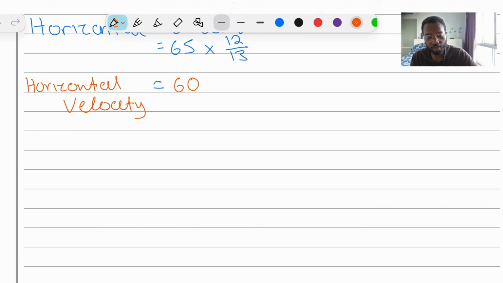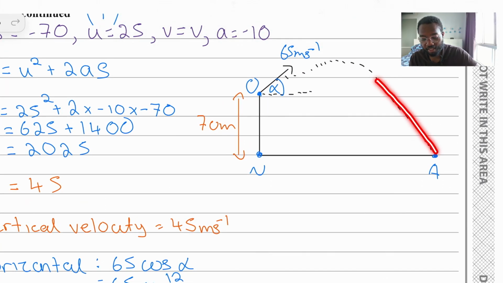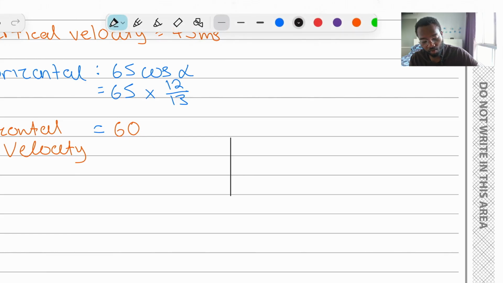Well, effectively, if I draw a little diagram here, we're going to have the vertical component going downwards, which does make sense because if you think about how this graph is looking, it's like this. So we're going to have the vertical there, and then the horizontal looking like that. There's a right angle here, and we know that this is not 70, this is 45, that's the vertical component, and we know that this is 60, and we want to work out the actual speed.